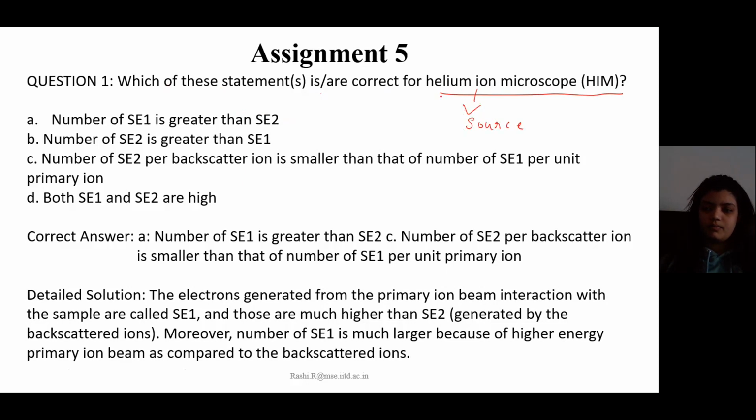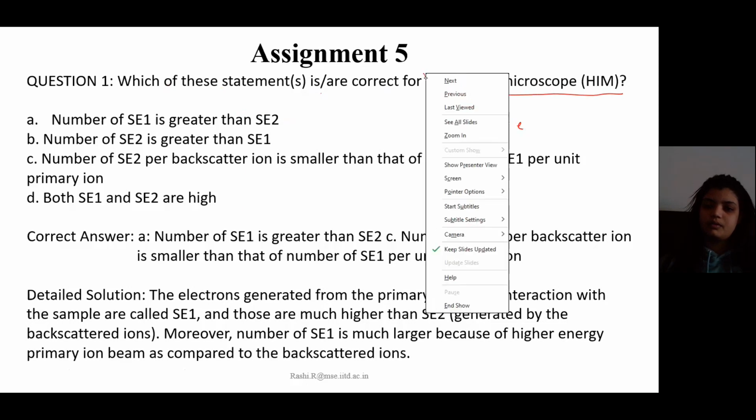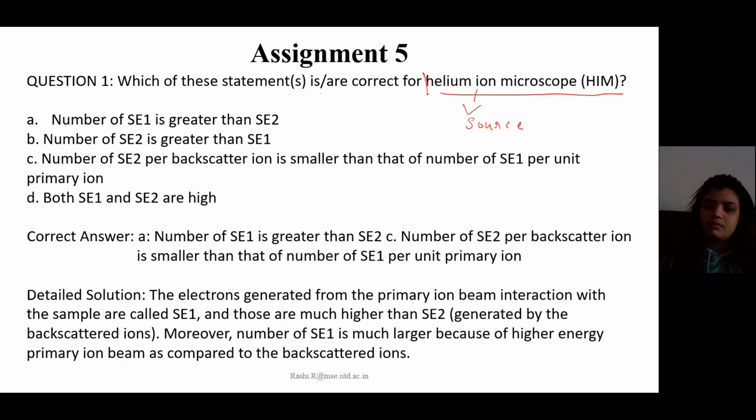And then the helium ion. There are other ions also possible, such as neon, nitrogen ions, and argon ions, etc. All these ions are also possible. And then, the number of secondary electron 1 is greater than the number of secondary electron 2. Yes, this statement is correct.